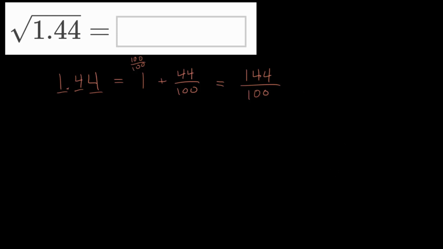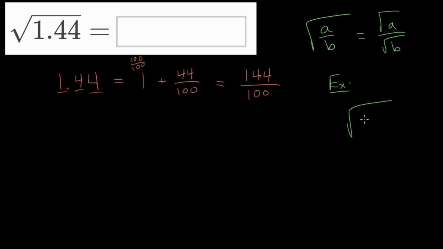And we know how to take square roots of fractions. If we have the square root of a over b, then we can effectively take the square root of the top and divide it by the square root of the bottom. So, for example, if we have something like 16 over 4, we can take the square root of the top and the square root of the bottom. Up top, the square root of 16 is 4, and the square root of 4 is 2. This just simplifies to 2.